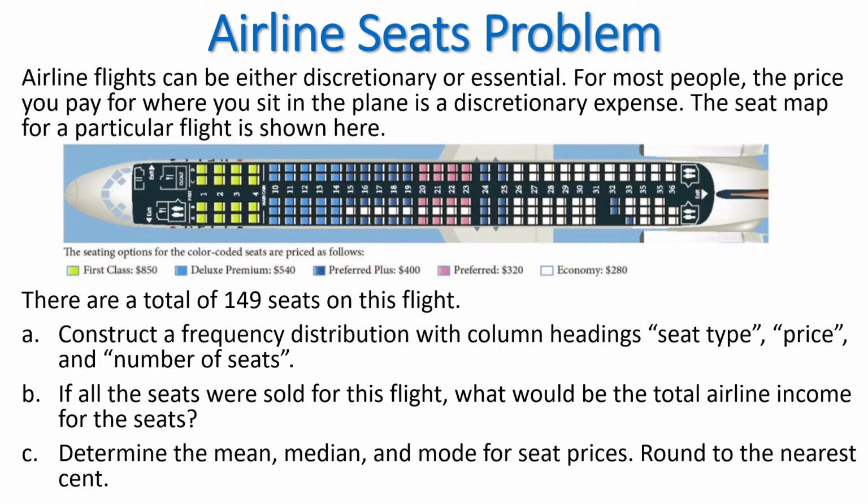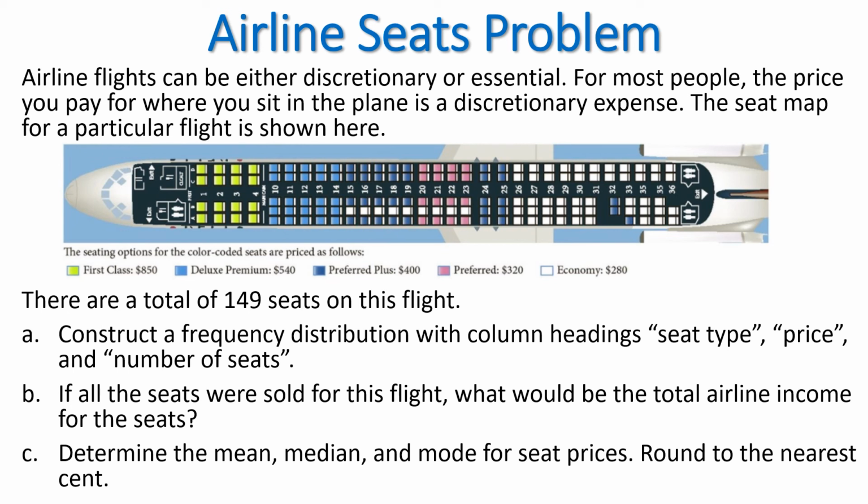All right, for homework, you are going to be completing the airline seats problem. Airline flights can either be discretionary or essential. For most people, the price you pay for where you sit in the plane is a discretionary expense. The seat map for a particular flight is shown here. The seats in yellow are first class, and they go for $850. The seats in light blue are the deluxe premium seats, and they go for $540.